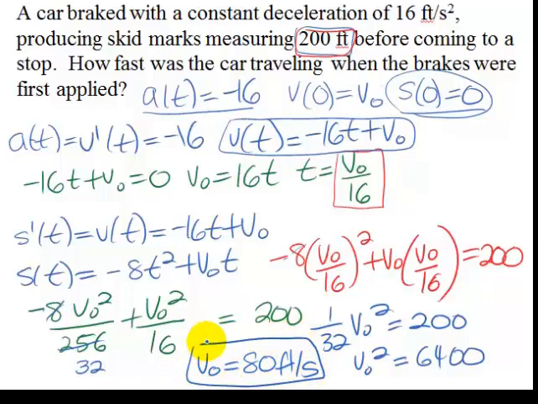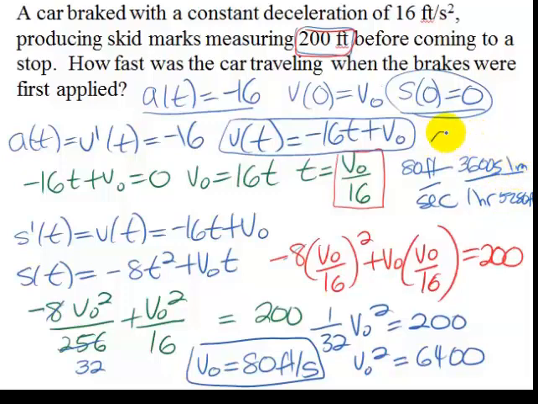Now it didn't ask us to find it in anything specific, and 80 feet per second would be an answer, but if we wanted to get a sense of how fast that is, we may want to convert that to miles per hour. So we could take our 80 feet per second and multiply. We've got 3,600 seconds in 1 hour, and we've got 5,280 feet in a mile. We could do the conversions there, and we would get approximately 54.5 miles per hour.